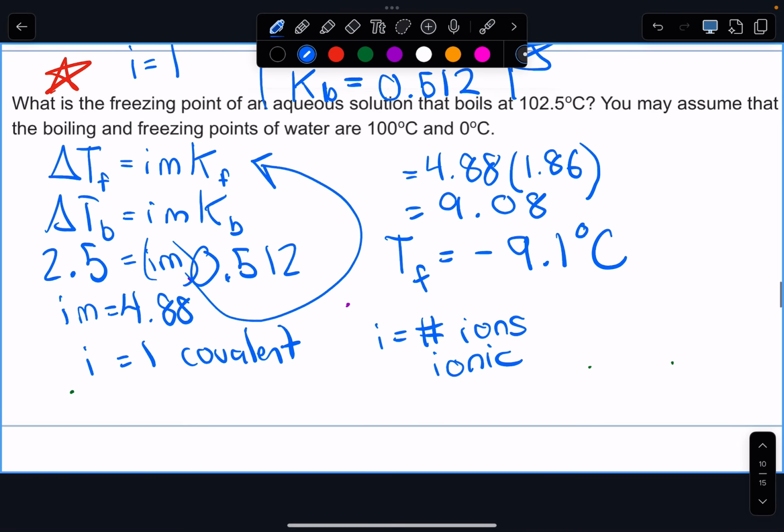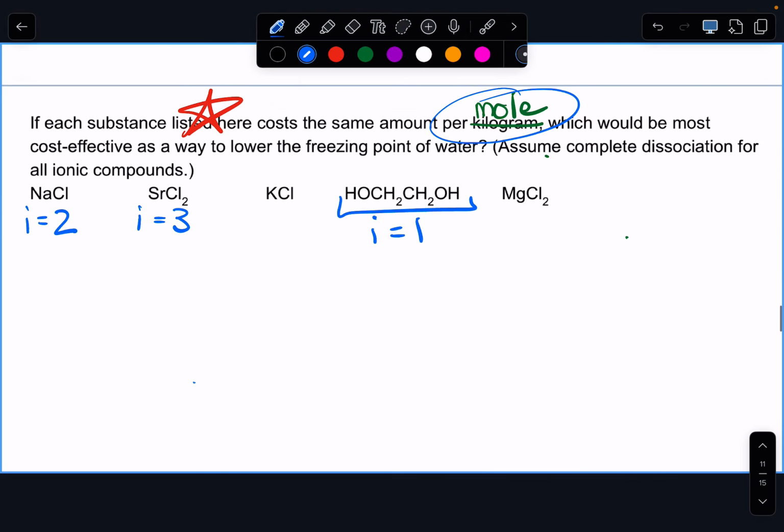Like this problem, we didn't do it, I did it in my other class, but it says 102.5. You needed to know that that difference goes up for boiling, but then when you do the freezing one, you need to know it goes down. So it should be a negative number in the case of water. Okay, because the equation doesn't account for that.